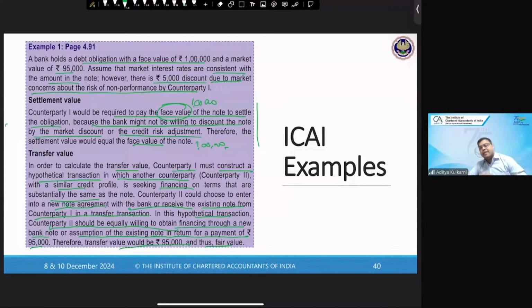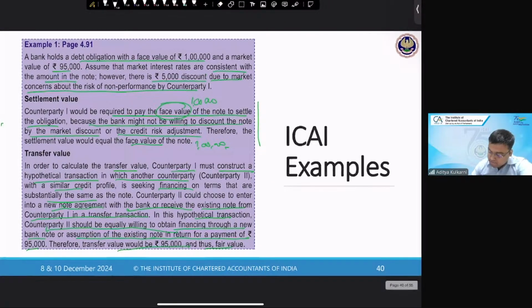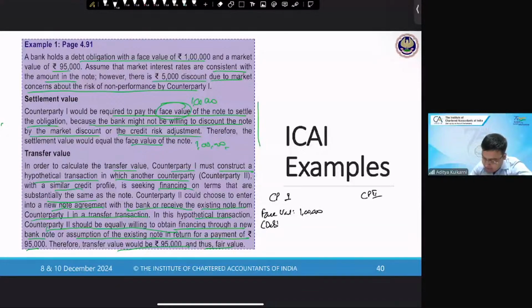Yes. So there is another entity that needs the money. Okay, so let us suppose I am A Limited. We will use their terms only. I am counterparty 1, and there is counterparty 2. I am having a debt obligation with face value 1 lakh. Yes, I am having an obligation with a face value of rupees 1 lakh. This is nothing but debt.